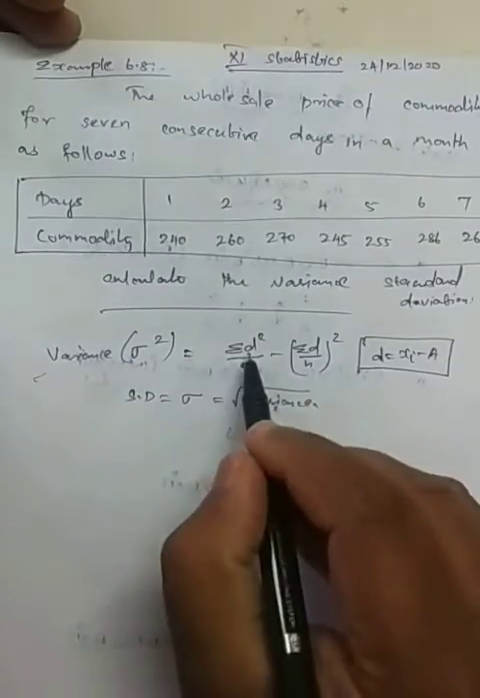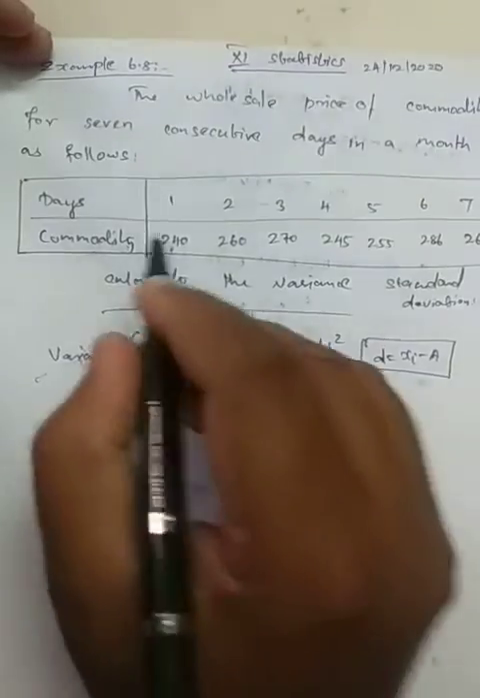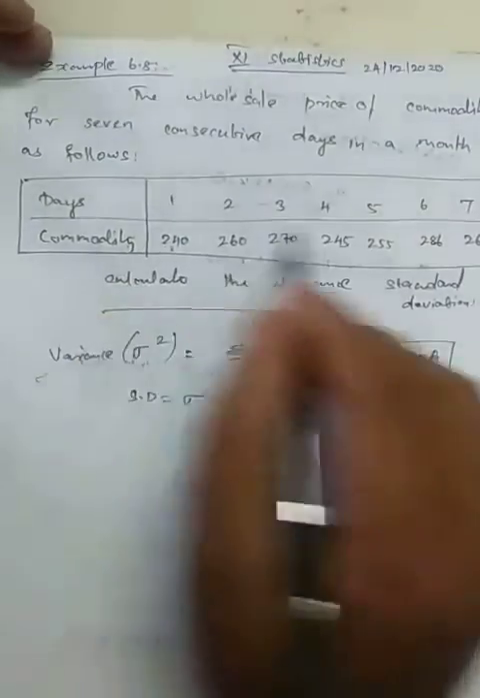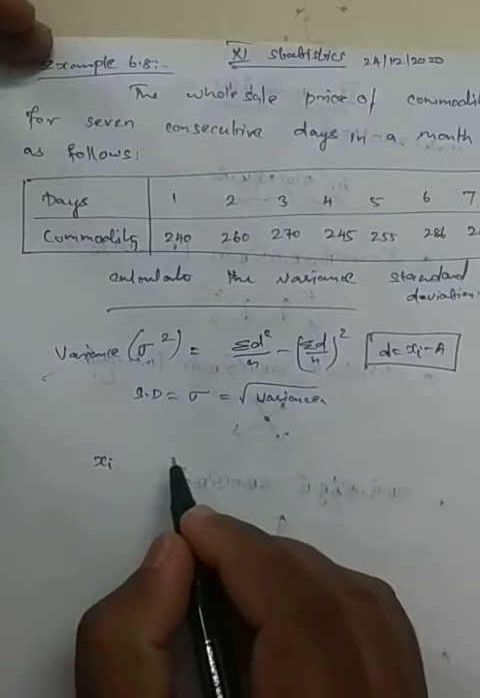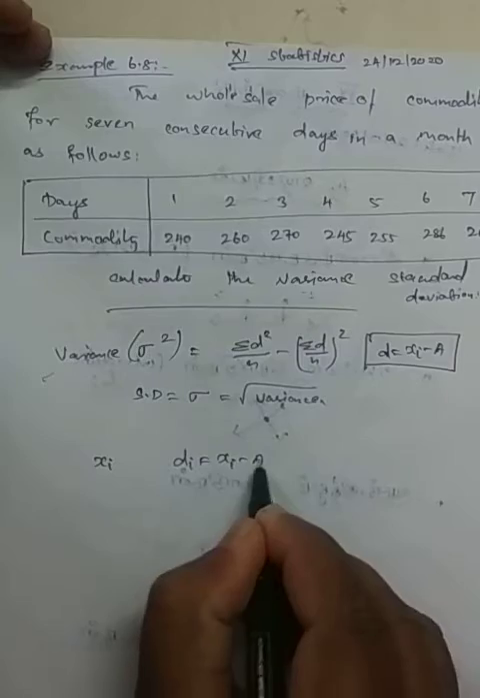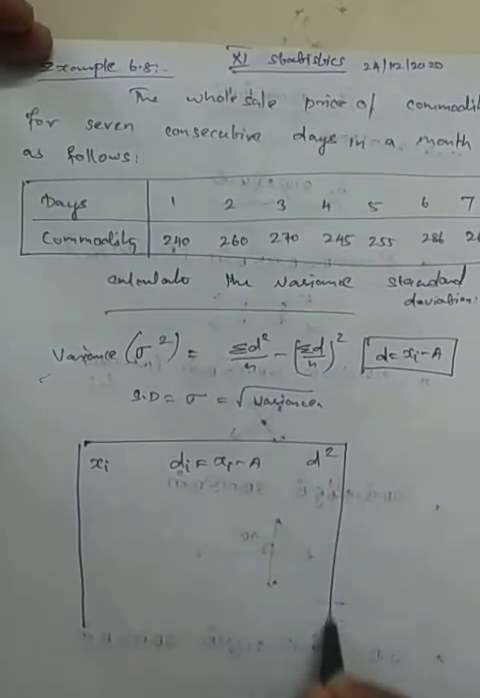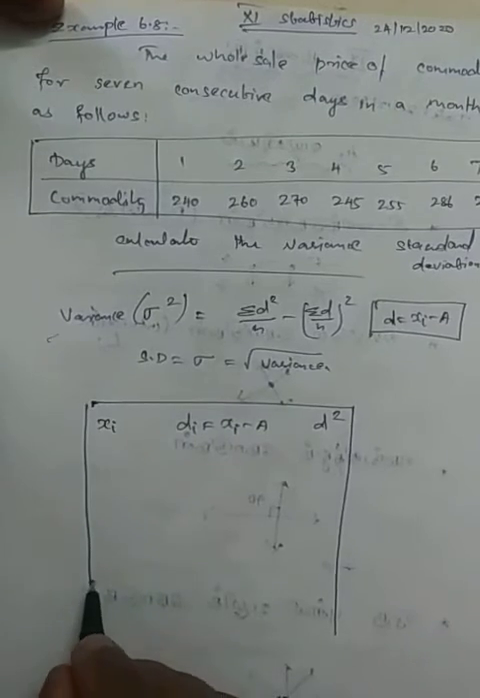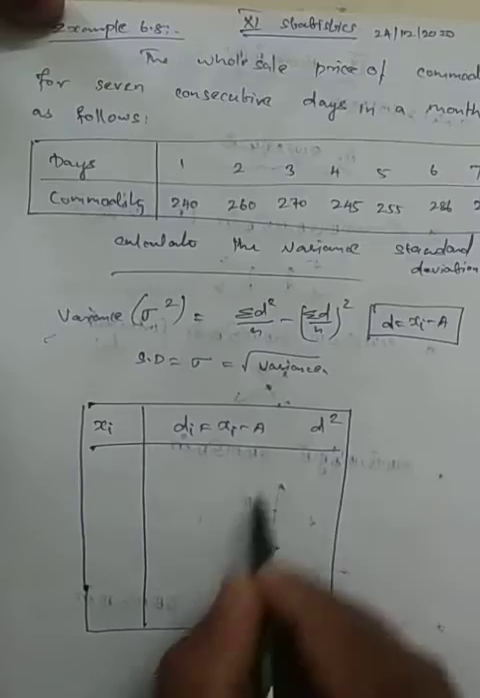So first we need xi, these things we have. We arrange this data first. So xi, then we will do di, that is xi minus A. Then we will square it, d square. This is the table we need to frame. I am making a box for our convenience, then we will extend it if we need it.